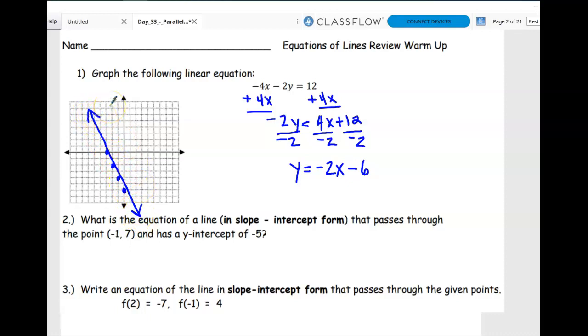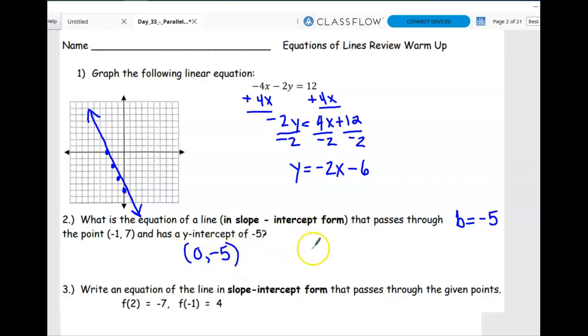All right, so number 2 says, what is the equation of a line in slope-intercept form that passes through the point negative 1, 7 and has a y-intercept of negative 5? So they're giving me the y-intercept, which is negative 5, so I just need to figure out the slope. Now I have one point that's given, and I actually have a second point that's given because the y-intercept is actually a point. It's 0, negative 5.